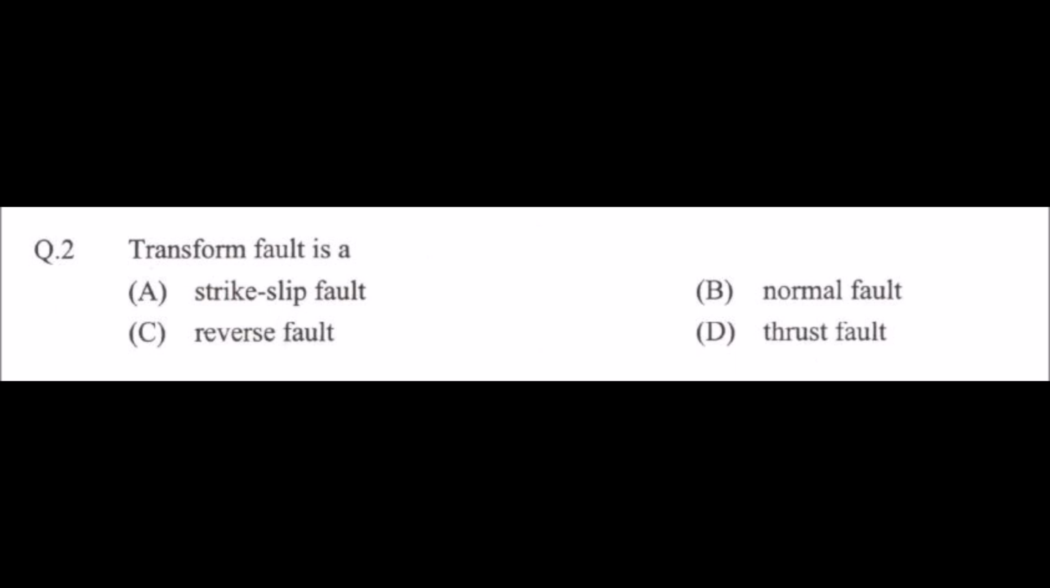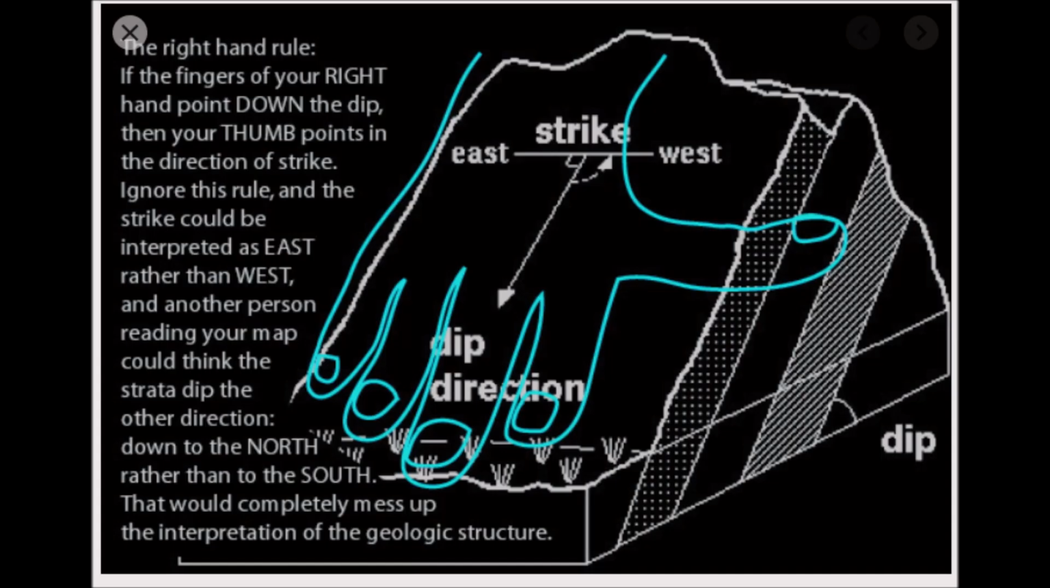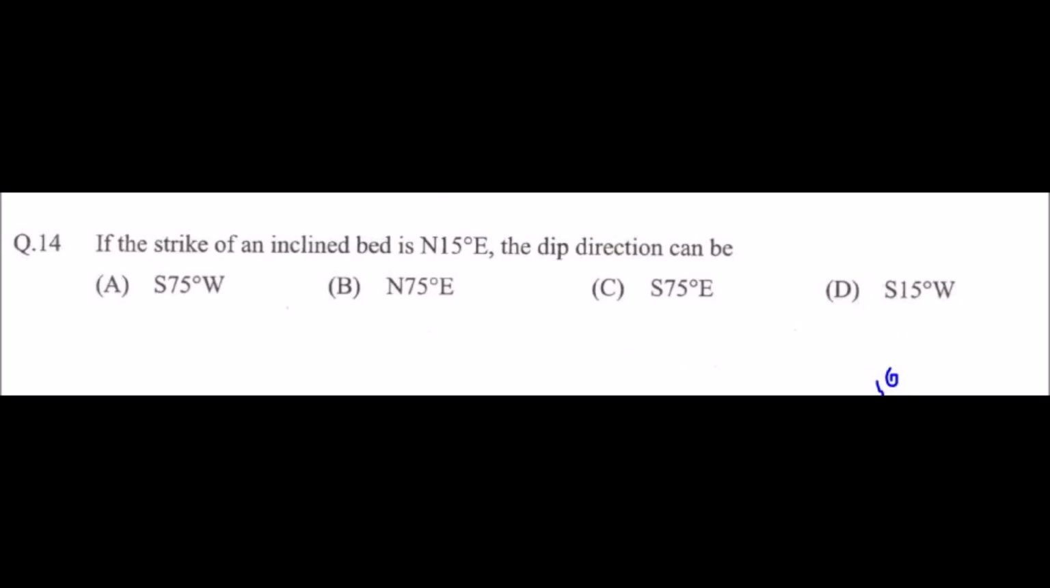Now moving to the next question, question number 14. If the strike of the inclined bed is north 15 degree east, the dip direction can be. This is also similar to a question which was asked in 2016. We know from the right hand rule that if the fingers of your right hand point down the dip, then the thumb points in the direction of strike. So here the strike is north 15 degree east, so add 90 degrees. So what will we get? We will get 105. Okay, what is 105? South 75 degree east. So the answer is C.